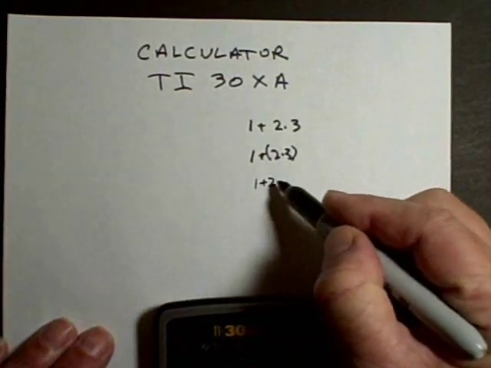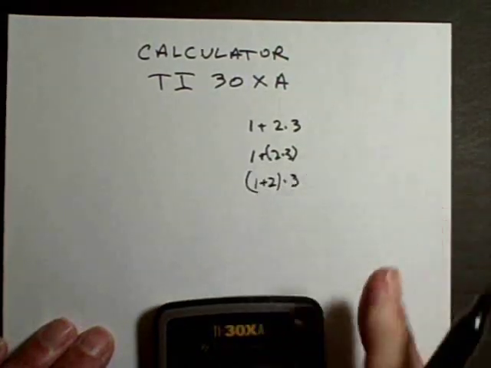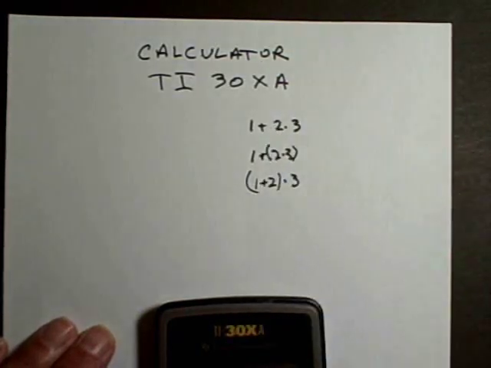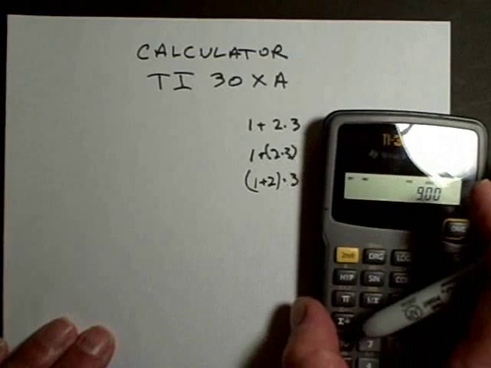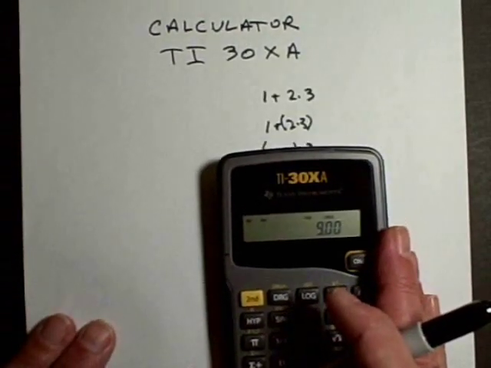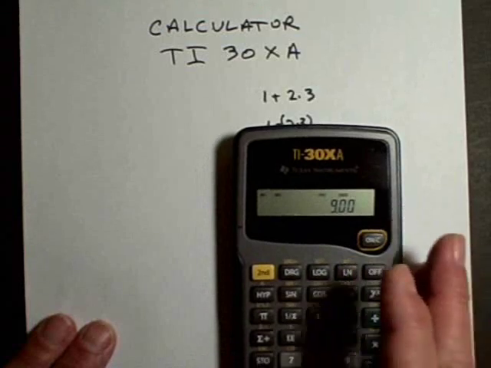Parentheses are always a way you can eliminate any ambiguity from a problem. This right up here could be interpreted either way, and depending on how you enter the numbers, you'll get whichever result it is. Now let me show you how you can use parentheses.